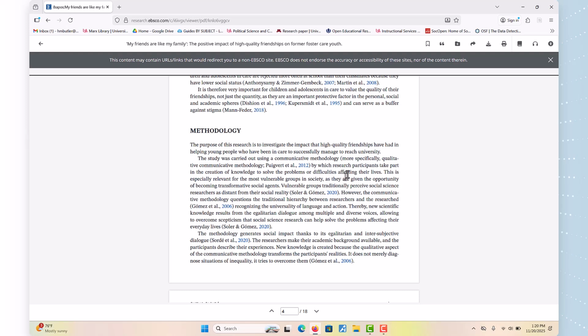We also have things like, what is the intervention? This is the independent variable, the change maker. For this article that we're looking at, that would be friendship. They are studying how friendship affects former foster youth. We can also see, was there any methodology that was used? For this, they tell us that they use communicative methodology. This is what they use on top of their data collection and data analysis. And we also can see how they collected the data. For this one, it was talking to people.